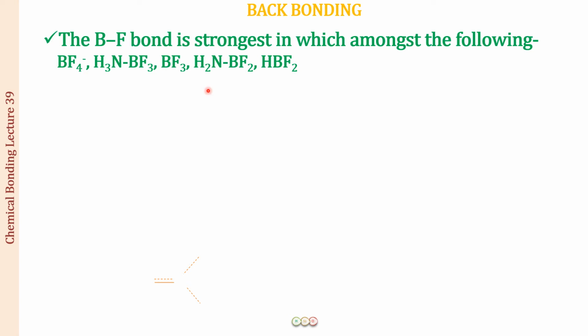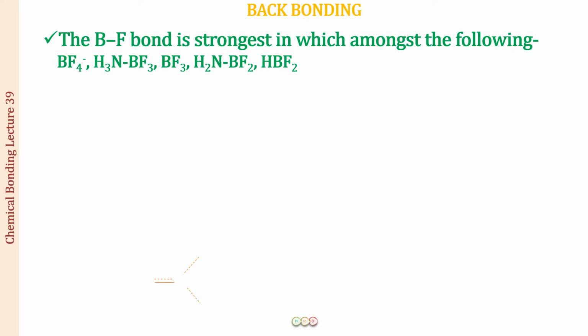The BF bond, this is the strongest in which among the following? BF4 negative, H3N BF3, BF3, H2N BF2, or HBF2. So I would like you all to pause the lecture over here and try finding out the correct answer yourself, and then look at the solution. This will increase your knowledge further. So now if you've done it, let us look at the solution.